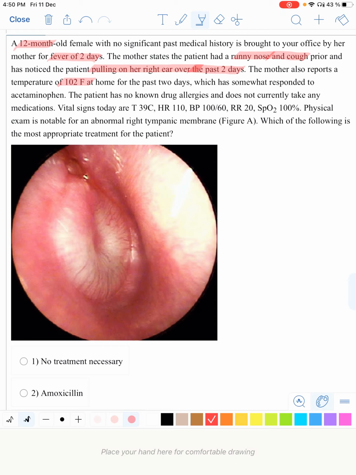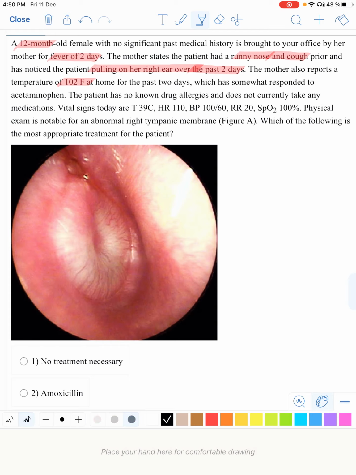The vital signs: temperature is 39, heart rate is 110, blood pressure is 100/60, respiratory rate is 20, and the saturation is okay. Physical examination is notable for an abnormal right tympanic membrane. Which of the following is the most appropriate treatment for this condition?